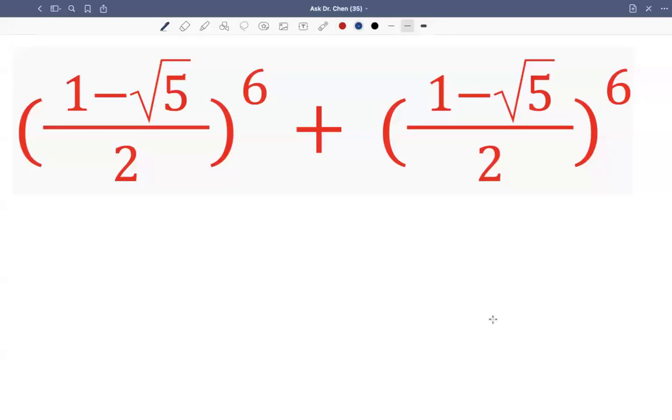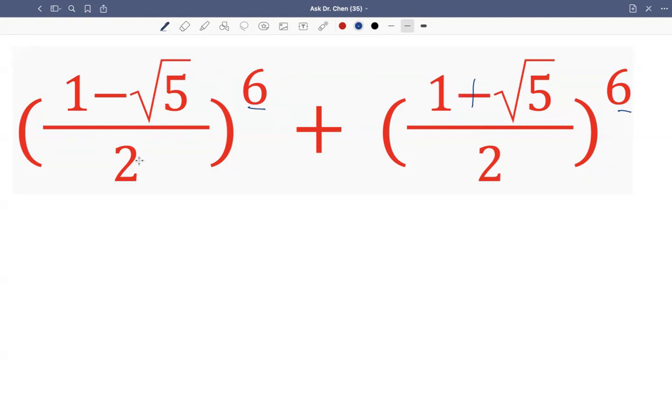Well, this problem is to simplify rational numbers. So we have a rational number raised by power 6 and raised by power 6. Oh, those two are the same. I guess there's a typo. One has to be plus to make sense, because those two are conjugates, right? If the two are the same, we can write as 2 multiplied by 8.